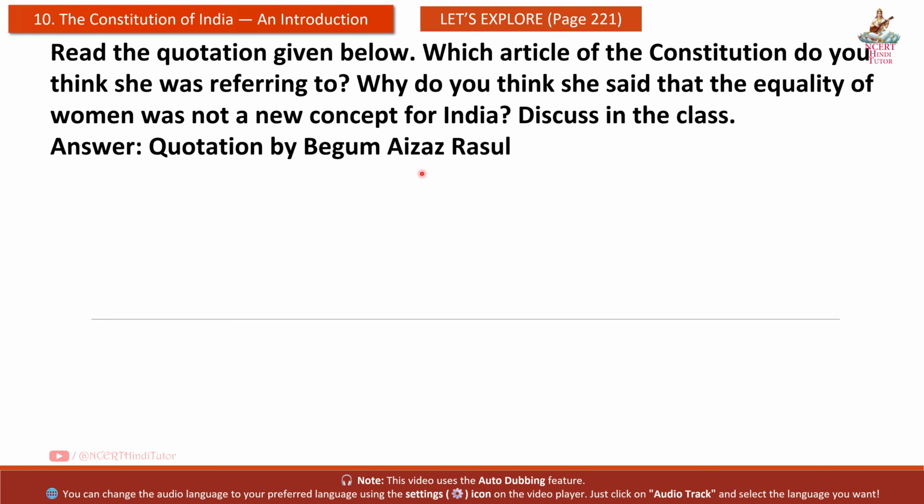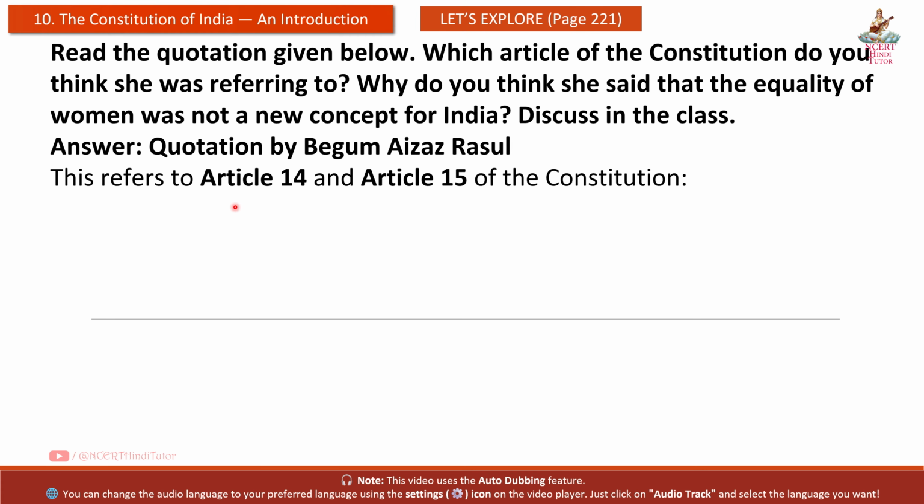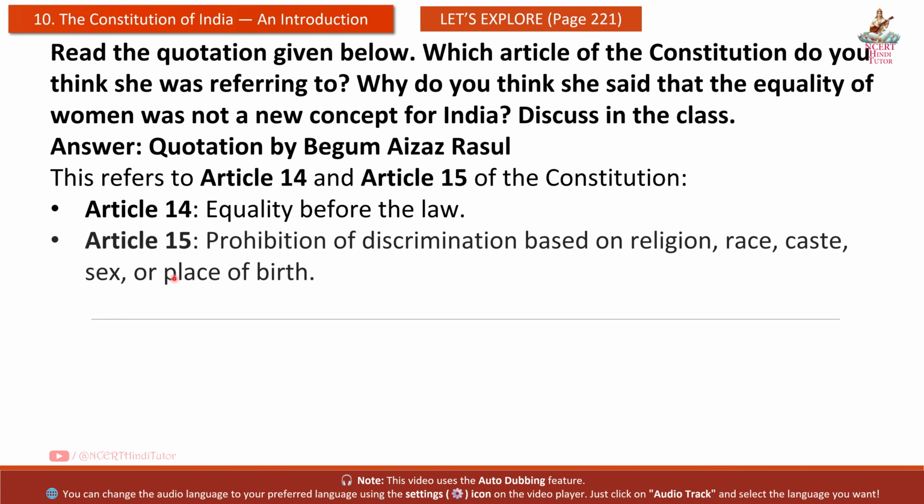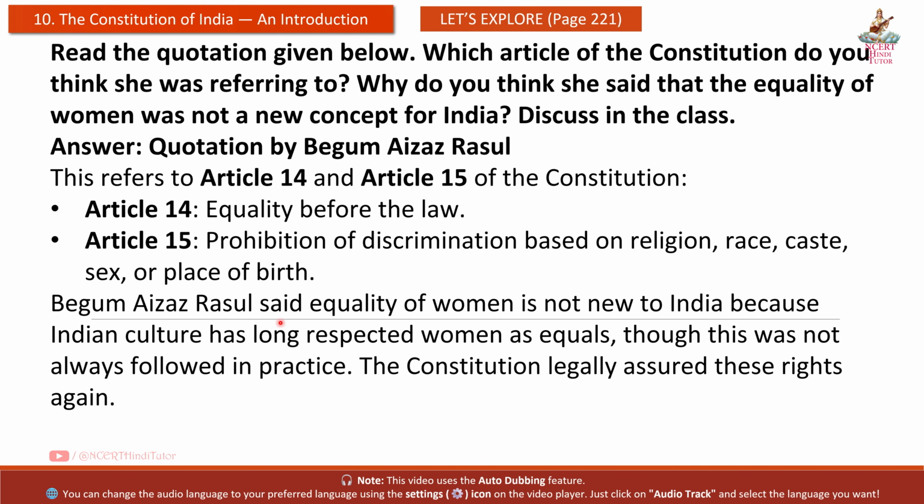Quotation by Begum Azaz Rasool. This refers to Article 14 and Article 15 of the Constitution. Article 14, equality before the law. Article 15, prohibition of discrimination based on religion, race, caste, sex, or place of birth. Begum Azaz Rasool said equality of women is not new to India because Indian culture has long respected women as equals. Though this was not always followed in practice, the Constitution legally assured these rights again.